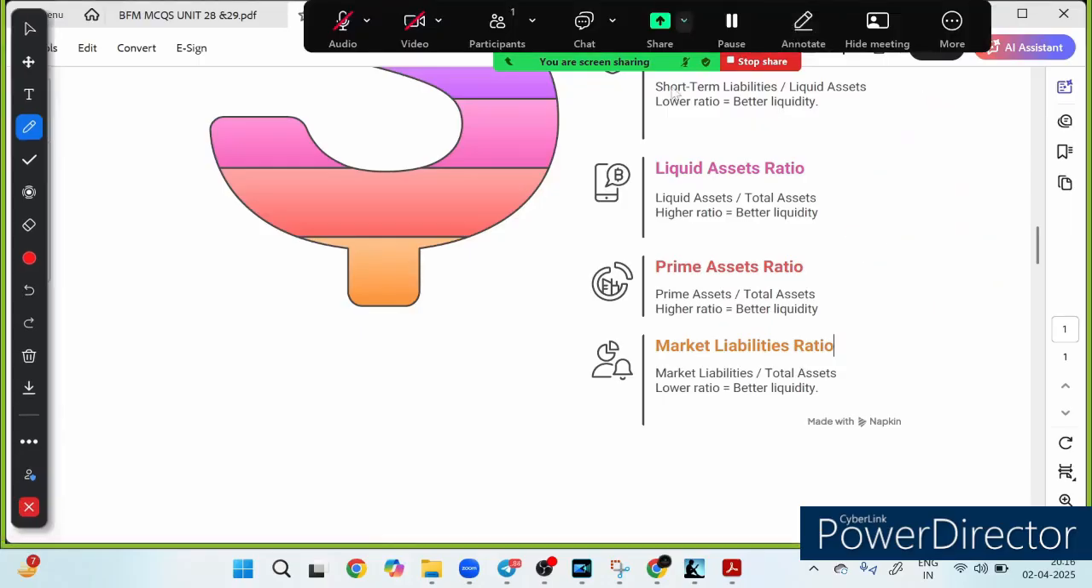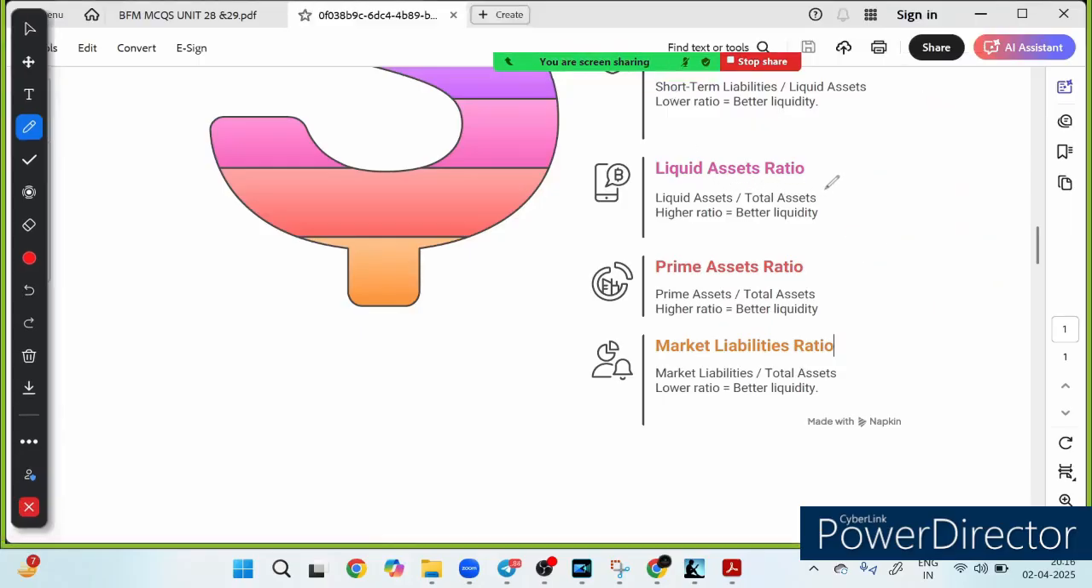This particular liquid asset ratio measures liquid asset as compared to total asset. So a higher ratio is better, as it shows that the bank has more cash or asset that can be quickly converted to cash. Then we have the prime asset ratio. Prime asset ratio compares prime asset with respect to the total asset. What is the meaning of prime asset? Prime asset means highly marketable asset, right?